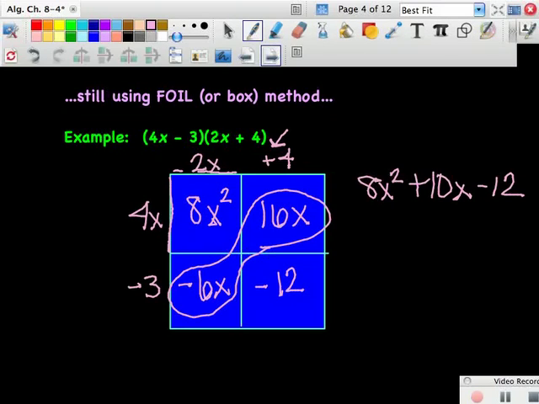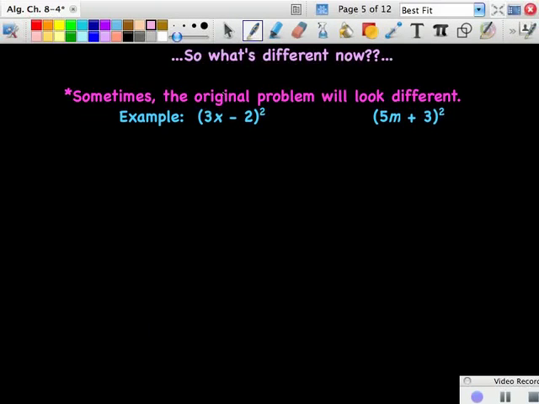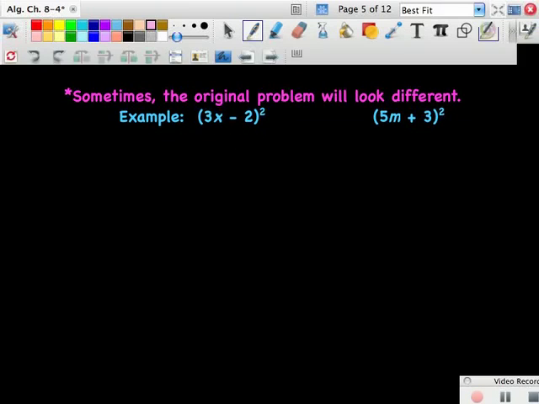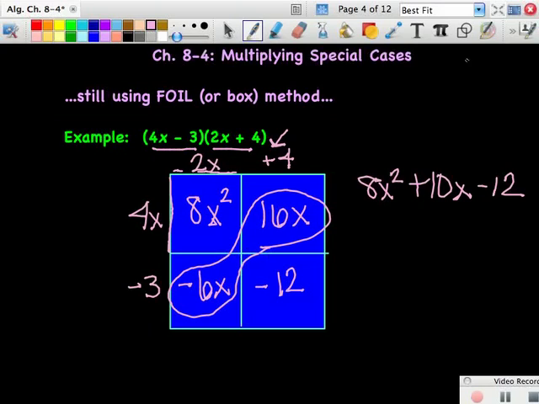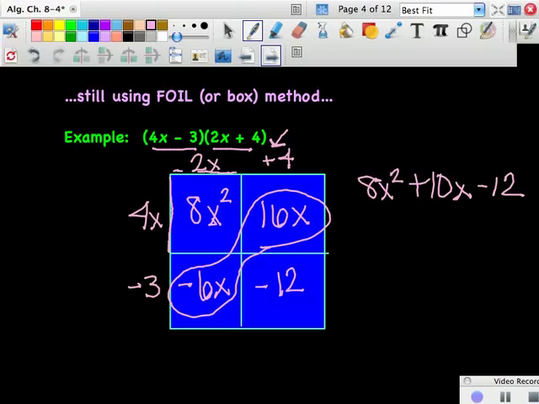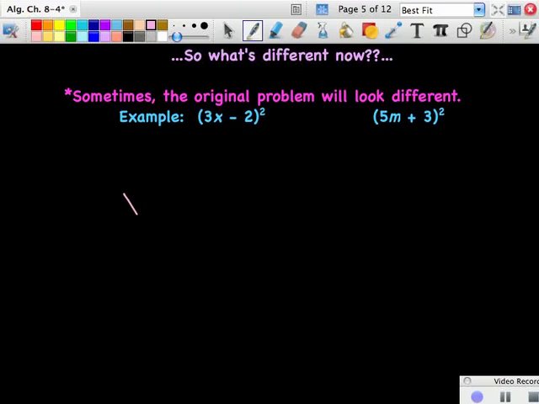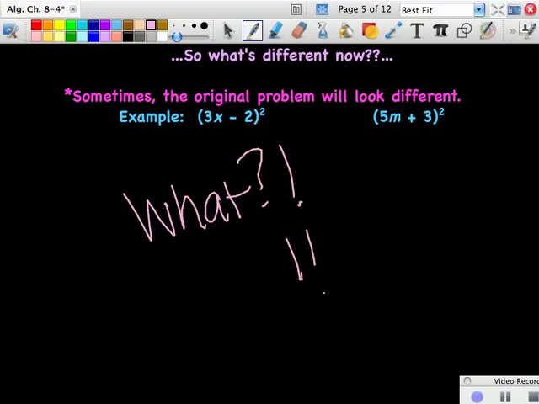Okay, so what's different now? Well, sometimes the original problem will look different, and it's considered a special case because it looks different. So if you look at the way this is written, this does not look like our previous exam had two binomials written out separately. We don't have that anymore. So you're thinking, what? And then you're getting scared. You don't know what to do. All right, well, let me just go ahead and fix that for you because it is not that bad.